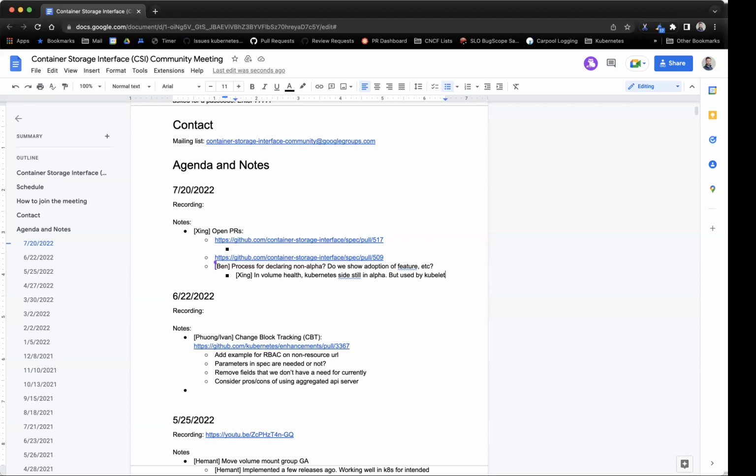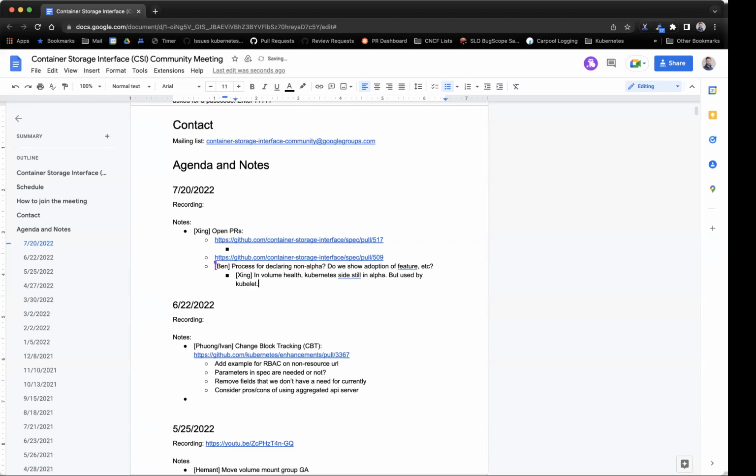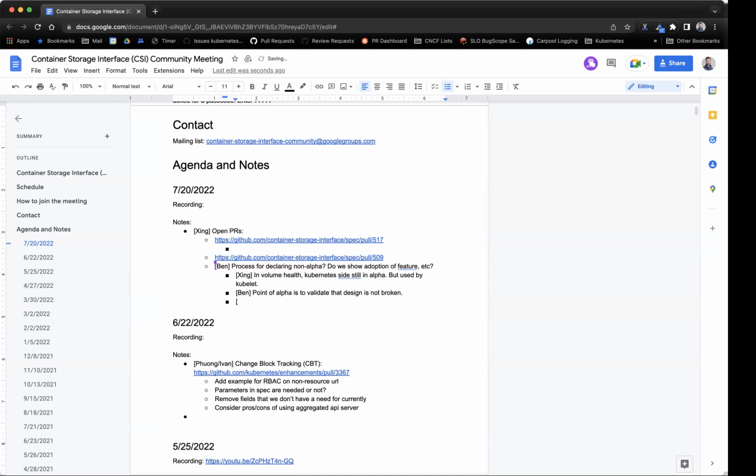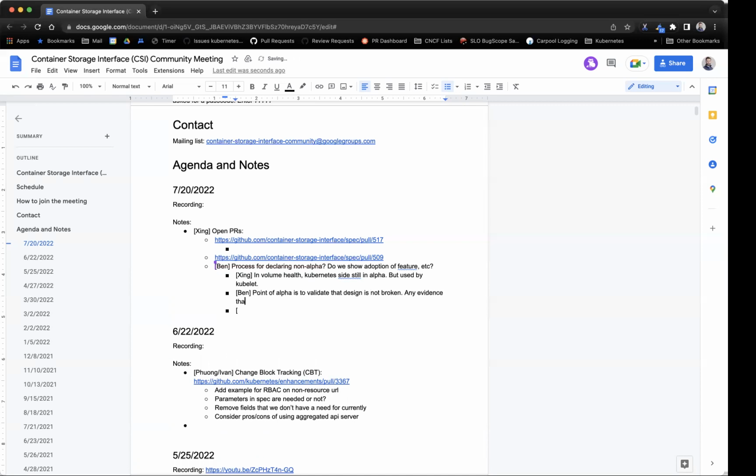Yeah, there's a little bit of a chicken and egg with alpha features. But my understanding is the point of an alpha is to establish that the design is not broken, right? So any evidence we can point to that shows people are happy with this design. We haven't got any requests for changes. Someone somewhere has used it, even if that requires turning on a feature flag. So maybe in this case, the CO is the caller of this, right? So Kubernetes has been using this.